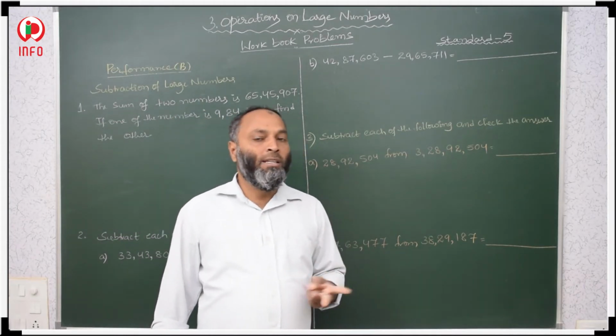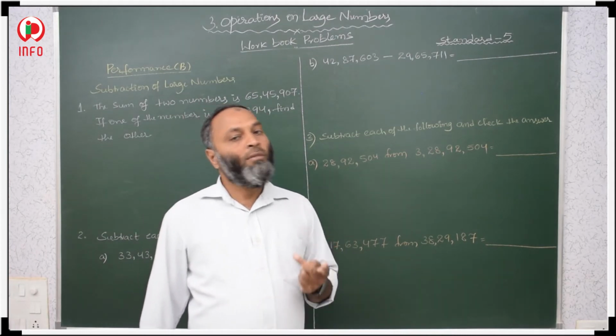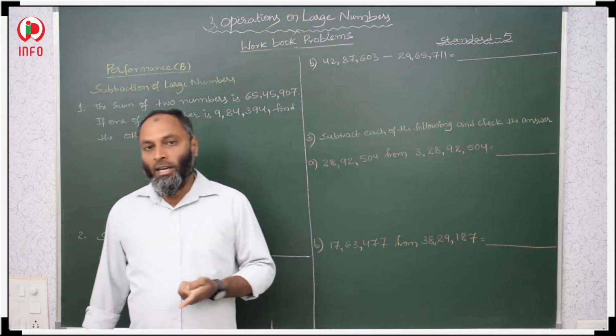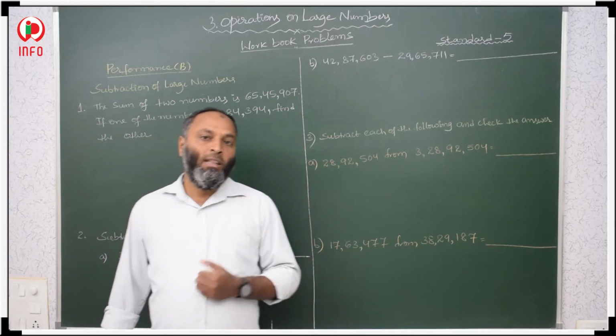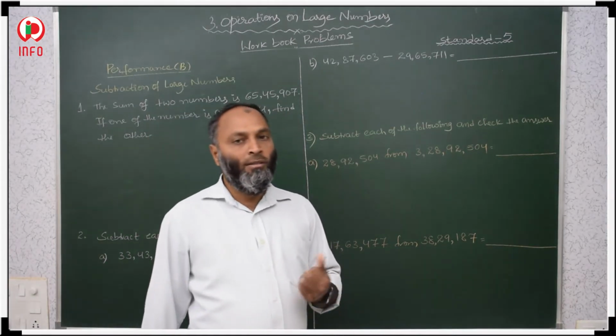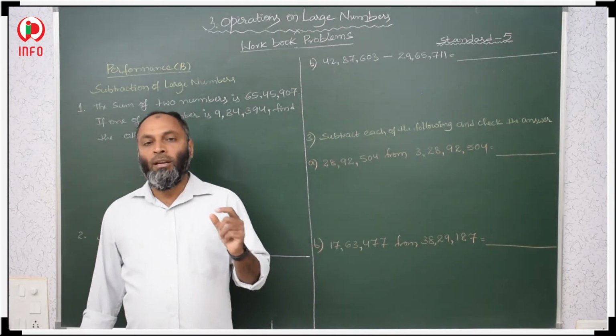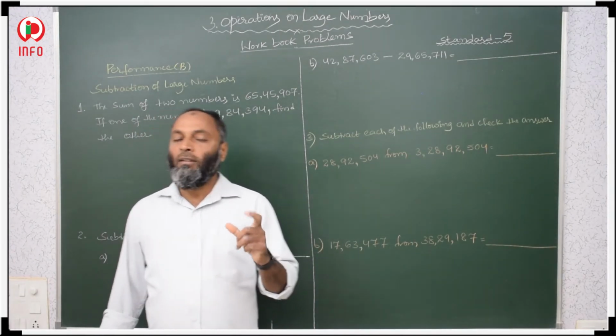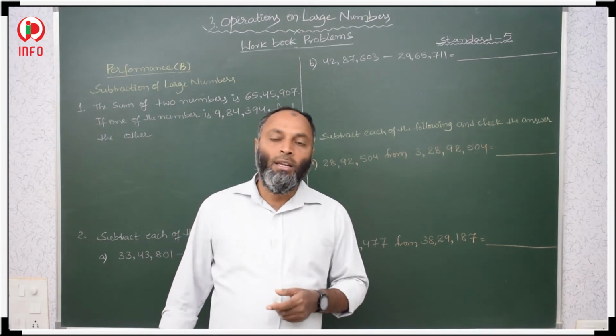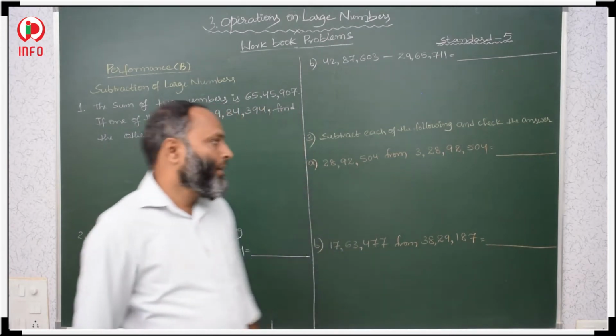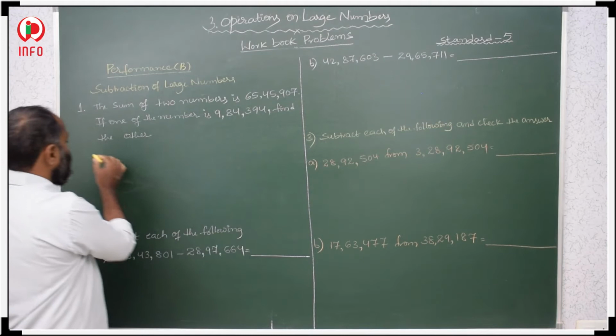There are two addends. In the two addends, one of the addends is given, and the sum is given. Then we have to find the other addend. How to find the other addend? From the total sum, we have to subtract one addend. Then you will get the other addend. How? See here. Solution.